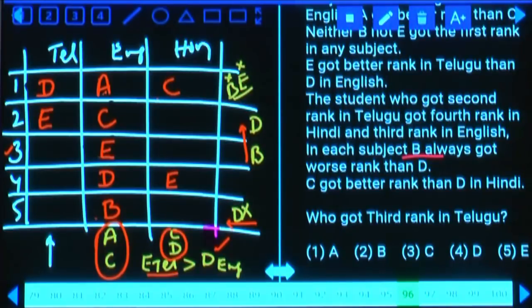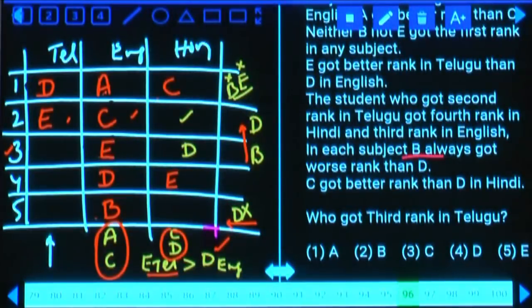Tell me where D should be. Now A, C and E, C. And who can be at this person's place here? A, C and E cannot be here, E and C were already here, and D and B. Now in this one, C got a better rank than D. Tell me what is the position of this D? D can be either here, or if D is here, then D always got a better rank than B. Now what are the different possibilities? D can be at the third place or at the fourth place. D can be in two places, either here or here.